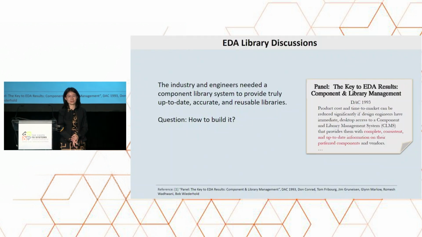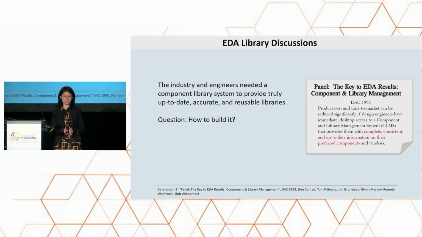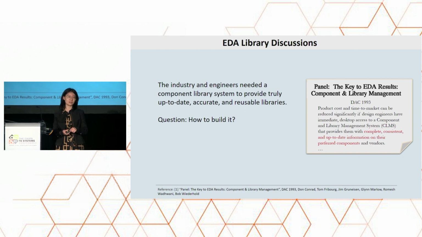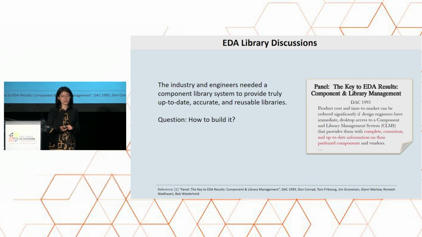For the past 30 years, people have been discussing that design engineers need to have complete, consistent, and up-to-date information for their preferred components. It's very important for design engineers to have access to a library system that can provide them with the most current, accurate, and reusable library. However, how to build such systems remains an open question.